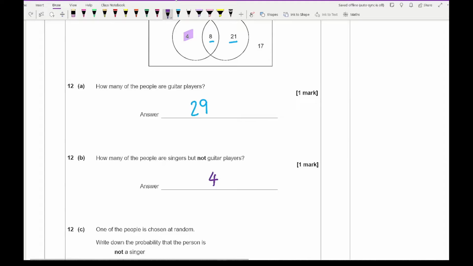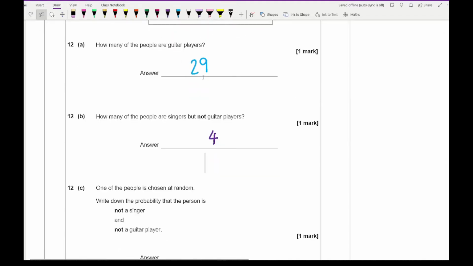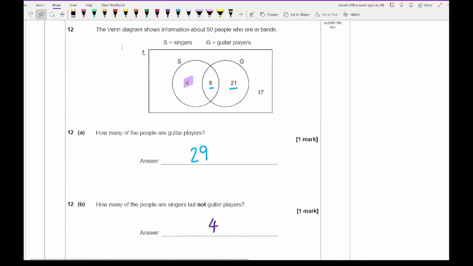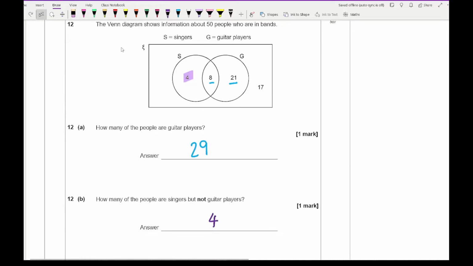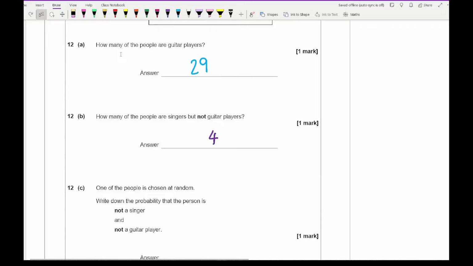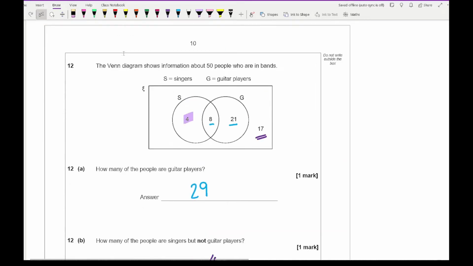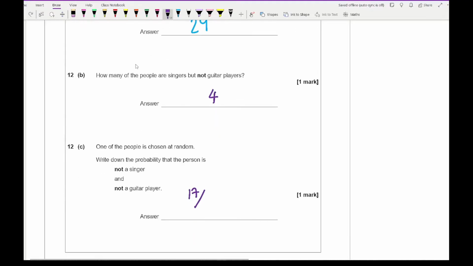Then the question says one person is chosen at random. Write down the probability that person is not a singer and not a guitar player. So we want people that are neither. So it's going to be 17. And how many were there in total? 50. So it's going to be 17 over 50.